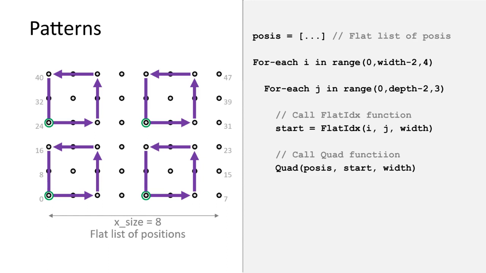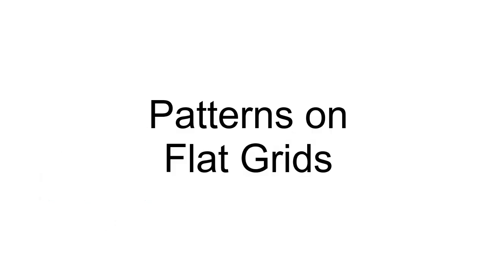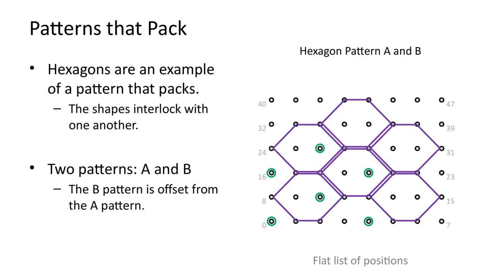Quads are quite straightforward. Let's look at a more complex pattern, close packing of hexagons. Next, we will look at how to pack hexagons. The method that we use here can be applied to any shapes. For hexagons, the pattern is a little more complex, because the hexagons pack together and interlock with one another. This pattern actually consists of 2 separate patterns. We refer to them as the A pattern and the B pattern.